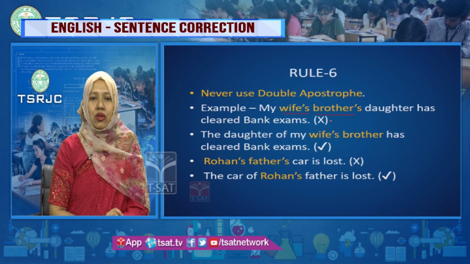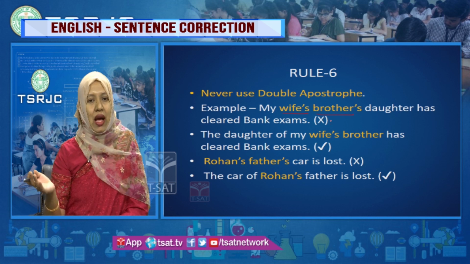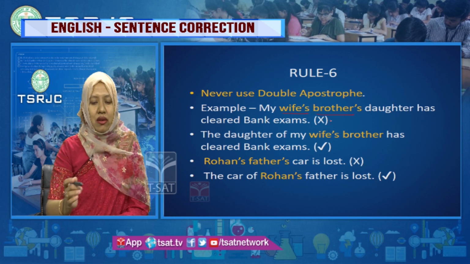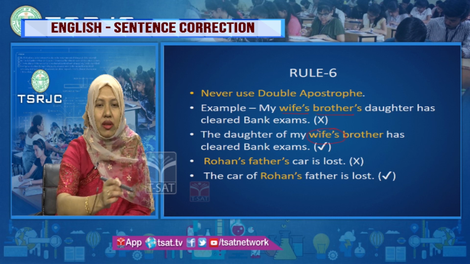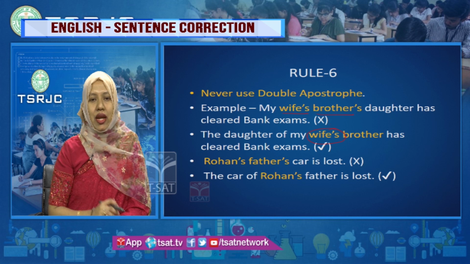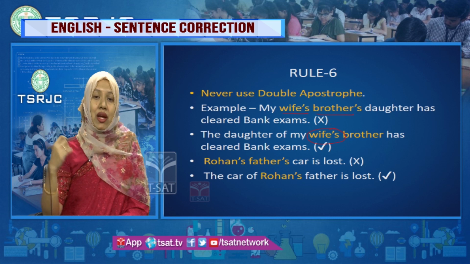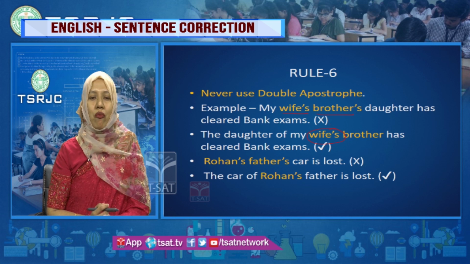Actually, when you write, you should use only one apostrophe. The correct formation of the sentence is, the daughter of my wife's brother has cleared bank exams. Here we are using an apostrophe only with wife, not with brother. If we translate Telugu into English, most students make the mistake of saying wife's brother's daughter, which is wrong. Correct English is, the daughter of my wife's brother has cleared bank exams. I hope this is clear to you.